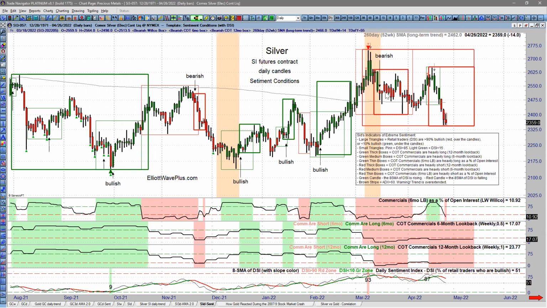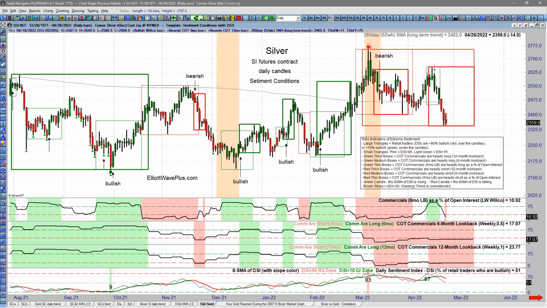but all of a sudden now it's turned bearish. You see the color of the boxes up here? They're red. That's not good for a bull. It's good for somebody who's short. And guess who's short? The commercials.